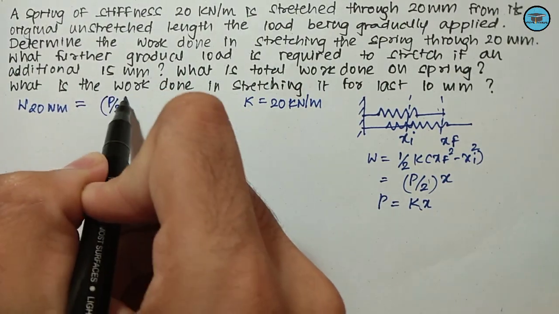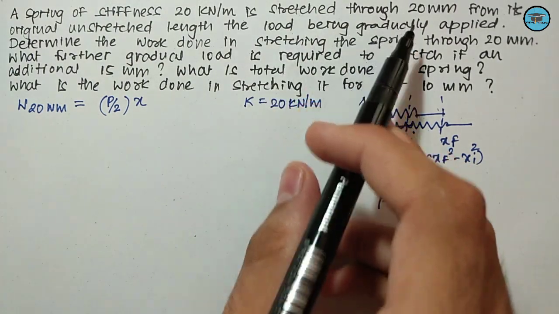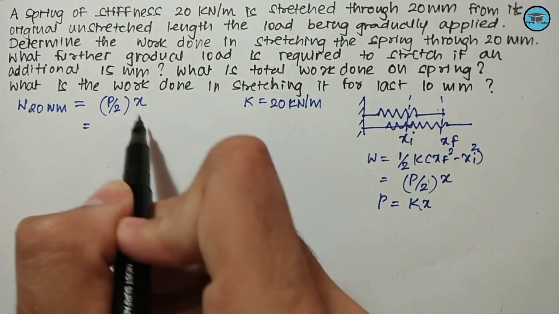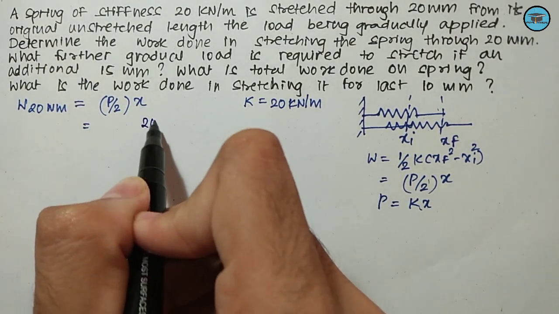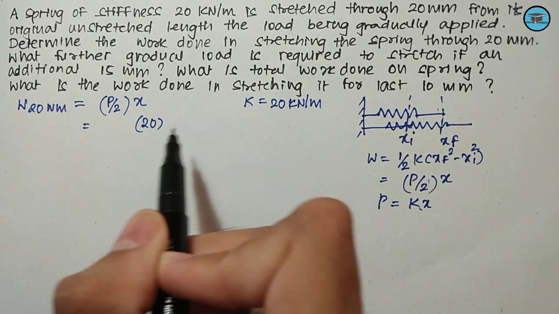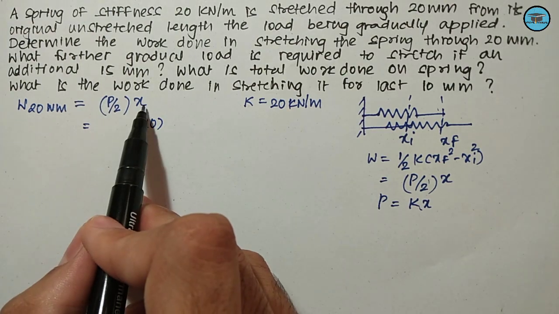by 2 into x. Let us take the initial length as 0 and the final length increases by 20 mm, so xf is 20. So the value of x comes out to be 20 only, that is 20 minus 0, that is 20, and the load, that is the value of the load at x equal to 0 and the load at x equal to 20.